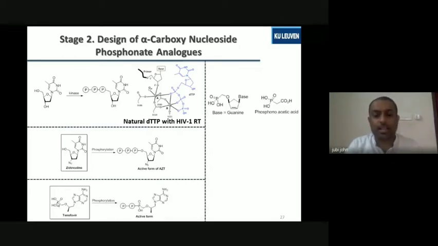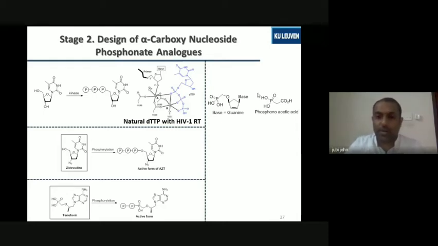So we thought, would it be advantageous to avoid these phosphorylation steps, so that the molecule that we designed, when it reaches inside the host cell, can directly attach to the reverse transcriptase enzyme and inhibit its activity, thereby avoiding this triphosphorylation.